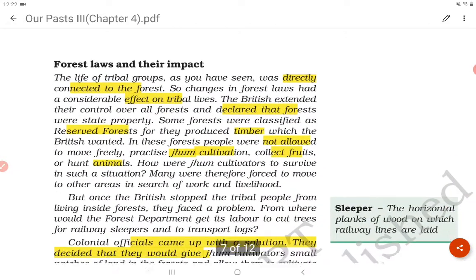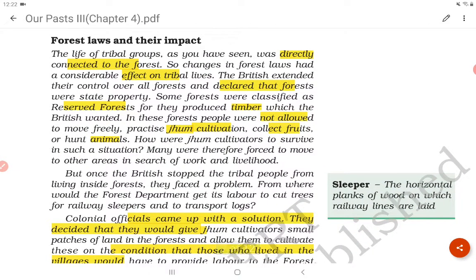Now let's come to forest laws and their impact. The life of tribal groups, as you have seen, was directly connected to the forest. So, changes in forest laws had a considerable effect on tribal lives. The British extended their control over all forest and declared that forests were state property. Some forests were classified as reserved forest, for they produced timber which the British wanted.